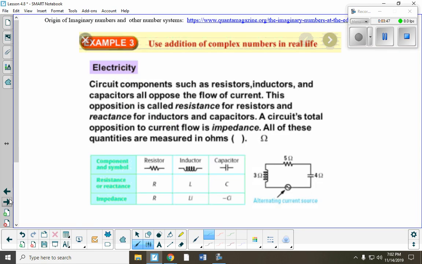And imaginary numbers are interesting because they are used in various places in real life in higher sciences. And one place would be in electricity. So this is just an example here that shows where imaginary numbers are used. We have Li right in here. So there's an imaginary number right here.